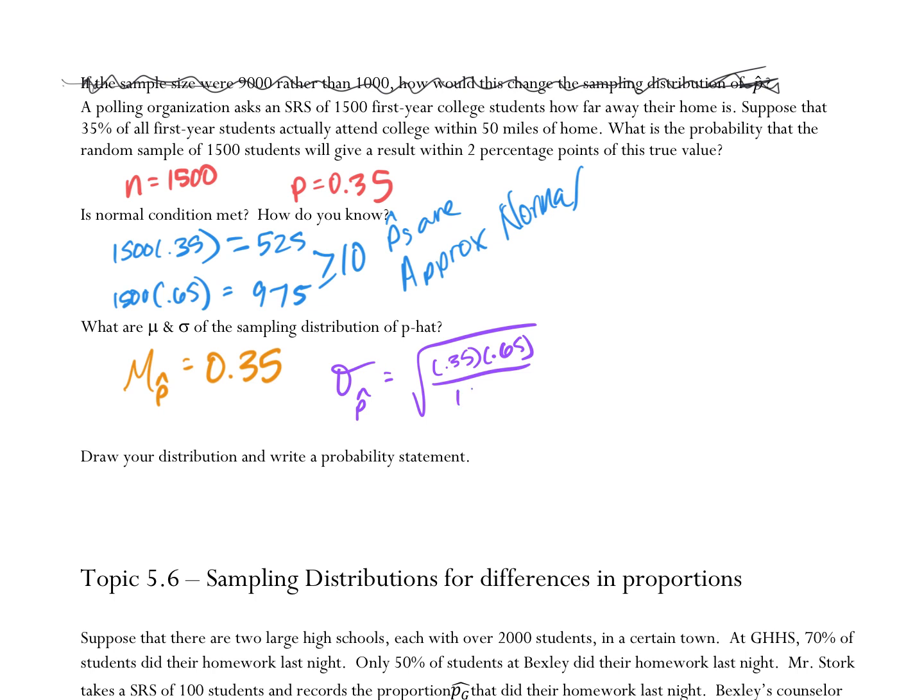Hey guys, what's the answer to the standard deviation here? 0.012. That's what I got. Same thing. All right. We said that the mean is 0.35. We said it's approximately normal.